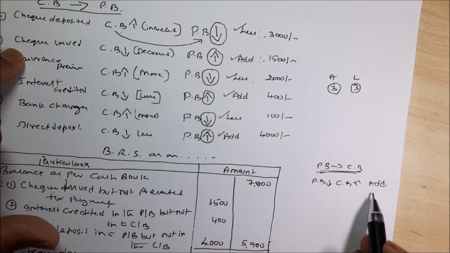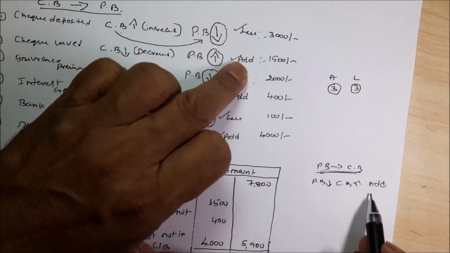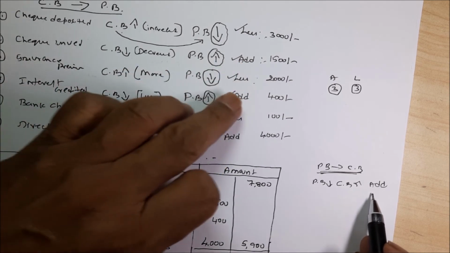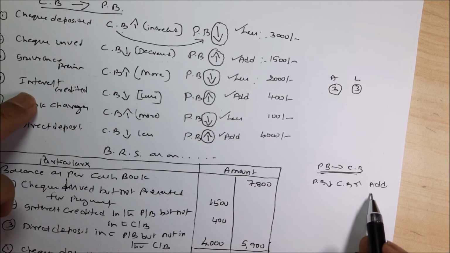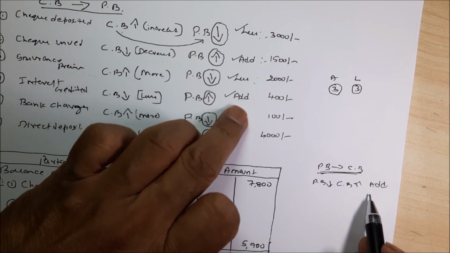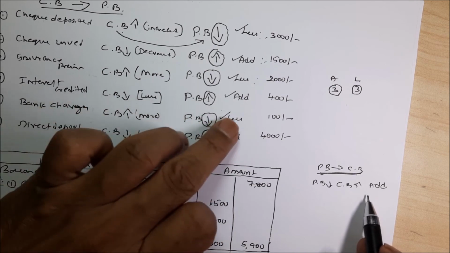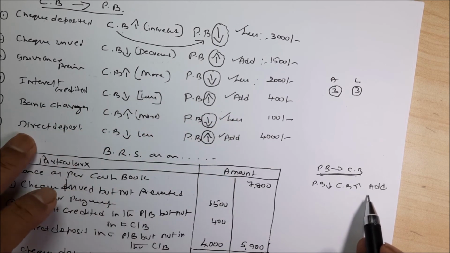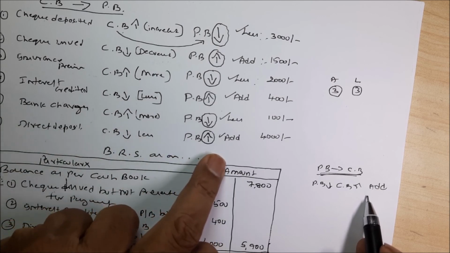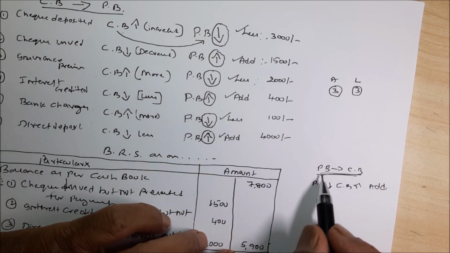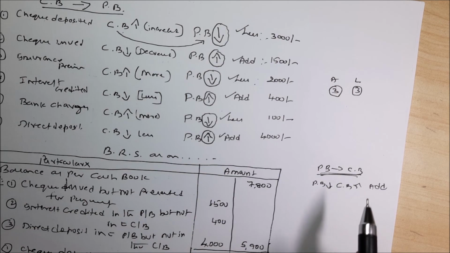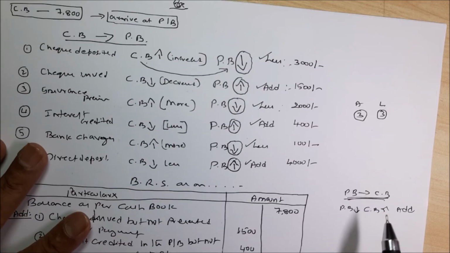That means here check issued, add will become less. Then insurance premium, less will become add. Interest credited, add will become less. Bank charges, less will become add. Direct deposit, add will become less. Why? You are doing passbook to cash book. So students, what I am telling you is, I am making it very clear.